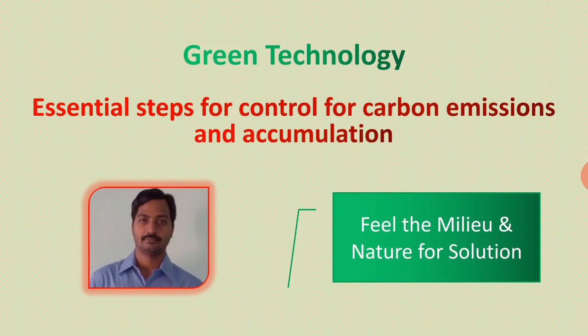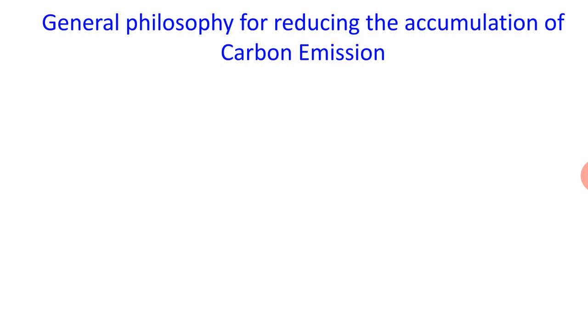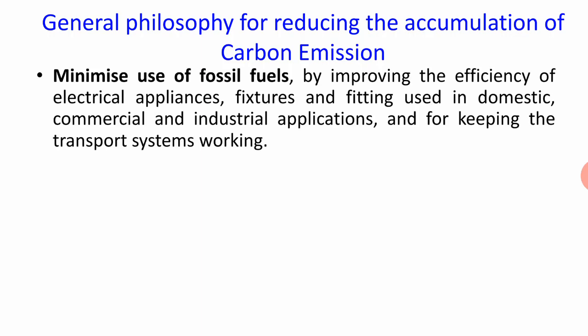So in this connection, green technology is proposing a few methodologies and proposals so that one can follow them easily. Here is the general philosophy for reducing the accumulation of carbon emissions. These general philosophies come from checking the triggering points of these carbon emissions. We know that most of the time we are using fossil fuels, right? The best examples of fossil fuels are petrol, diesel and wood, and their depletion is taking place. So what will happen in this case?